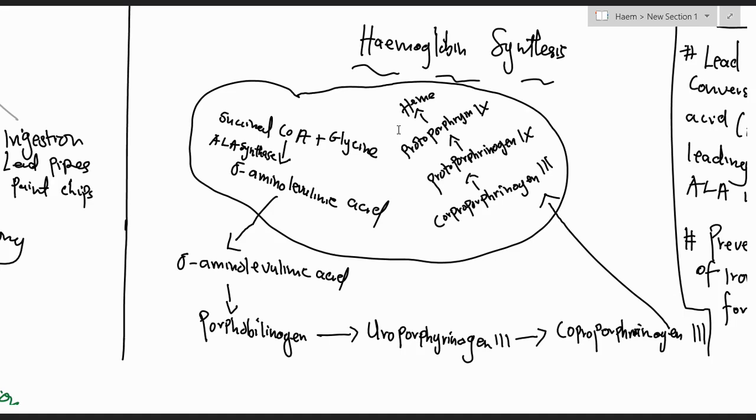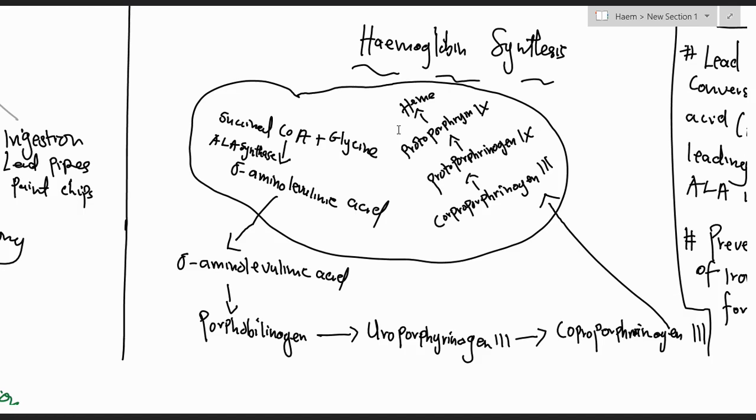Then from coproporphyrinogen III to form protoporphyrinogen IX. Then protoporphyrinogen IX will form protoporphyrin IX. Then it will form what? Heme. Okay, so iron is going to fuse. That is iron 2 plus is going to fuse with the protoporphyrin IX to form the heme. And the heme will combine with globin proteins to form the hemoglobin. So this is basically what hemoglobin synthesis is.